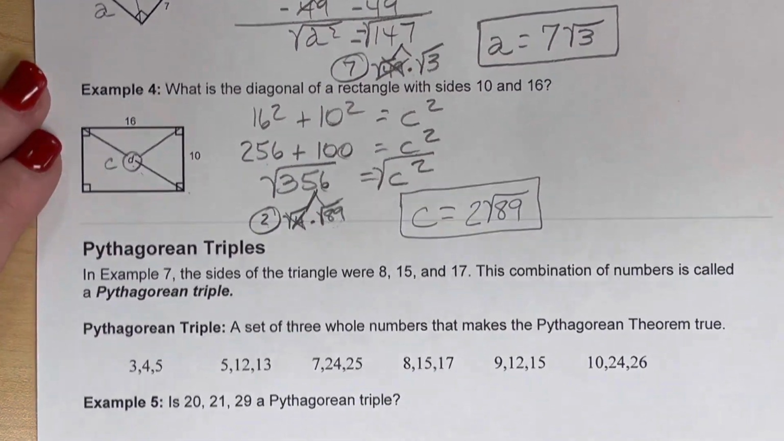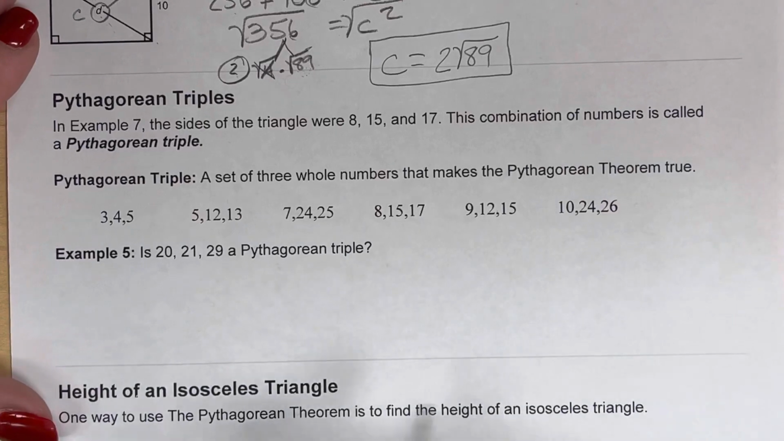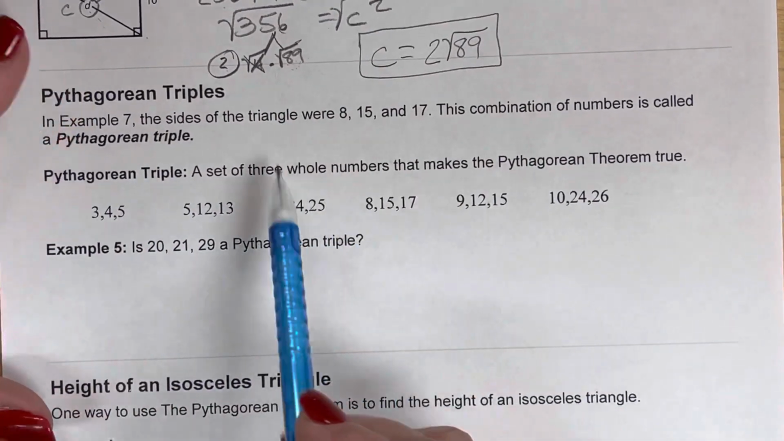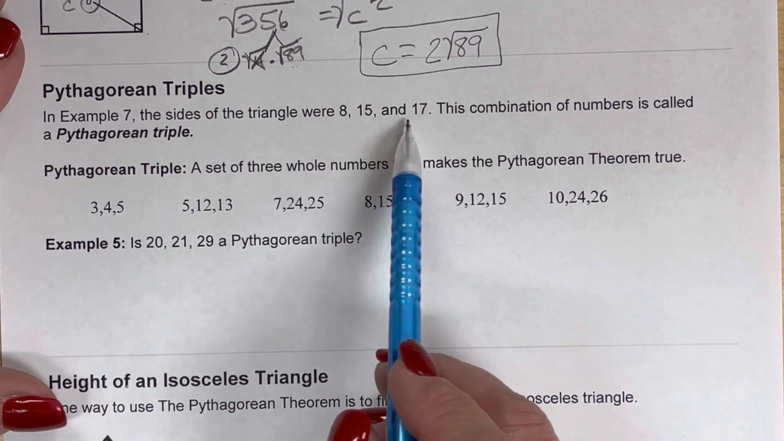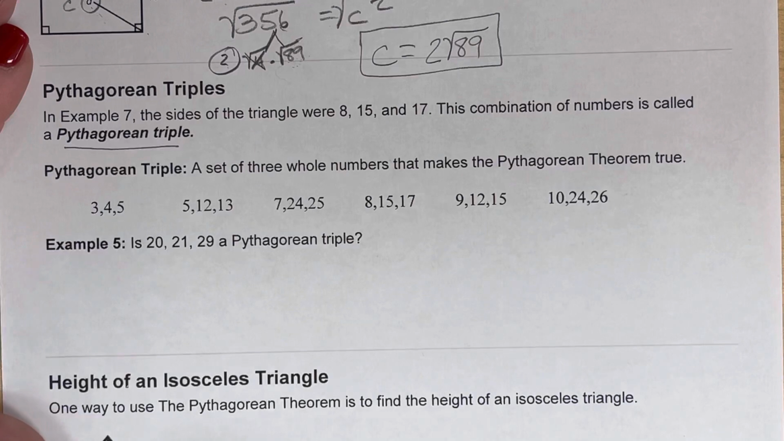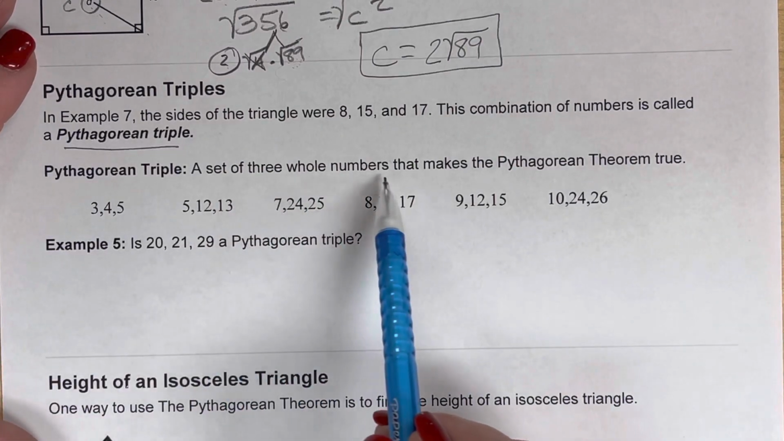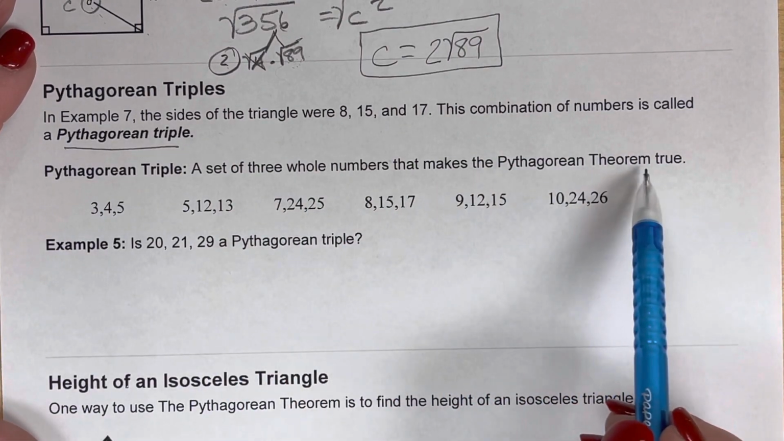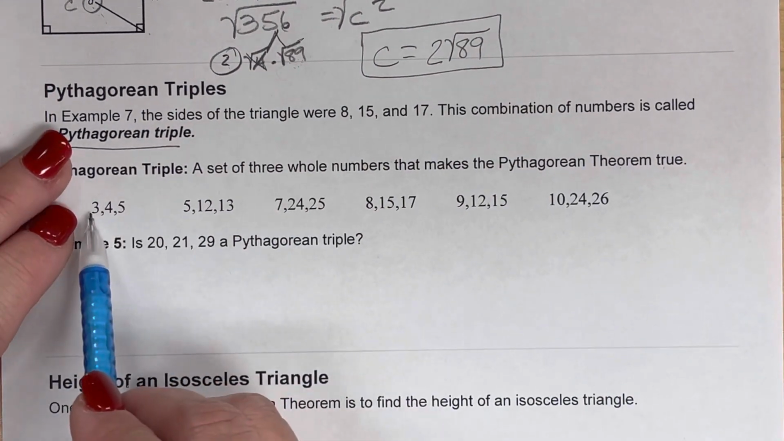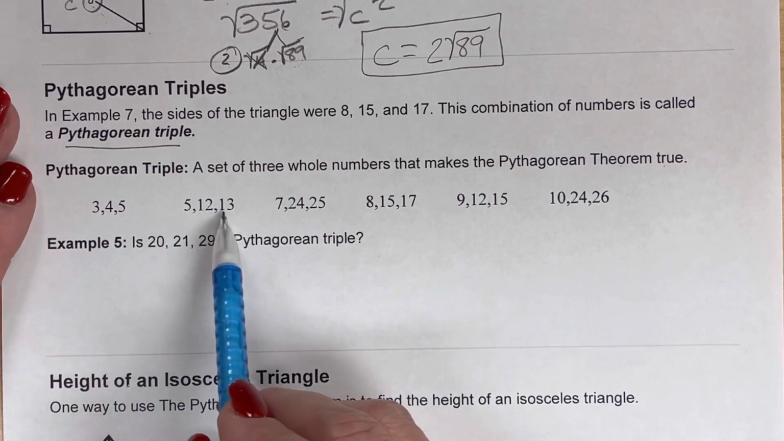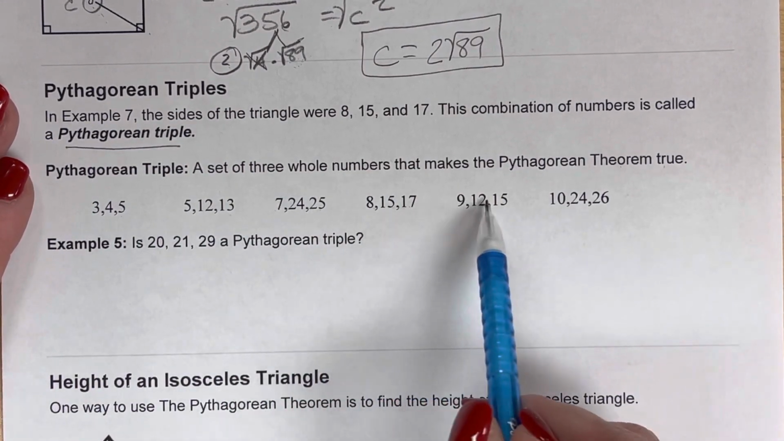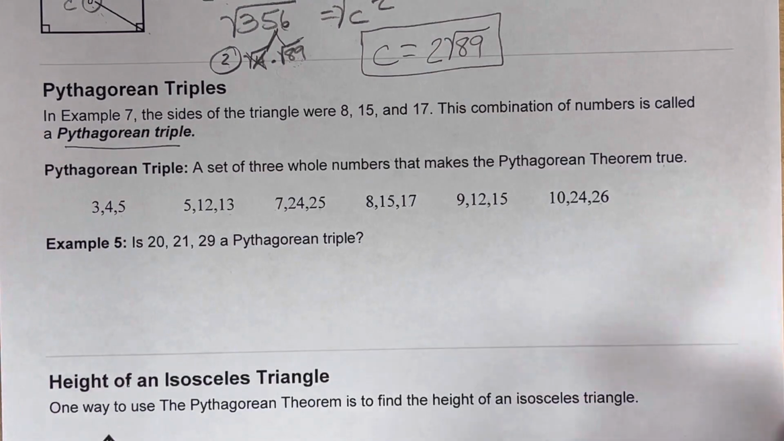Okay, let's talk about a Pythagorean triple. It says, in example 7, the sides of the triangle were 8, 15, and 17. This combination of numbers is called a Pythagorean triple. It's a set of 3 whole numbers that makes the Pythagorean theorem true. So they've shown us some examples, 3, 4, and 5, 5, 12, and 13, 7, 24, 25. These are actually sets of numbers that hold true.